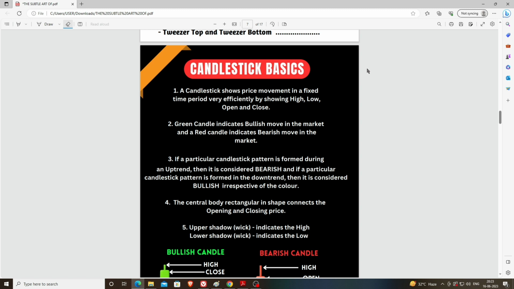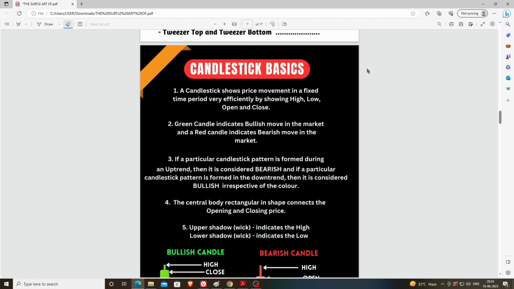So starting with the basics, what is a candlestick pattern, or what is a candlestick? So a candlestick shows price movement in a fixed time period, as simple as that. So what is a candlestick? It shows the price movement in the market in a fixed time period.